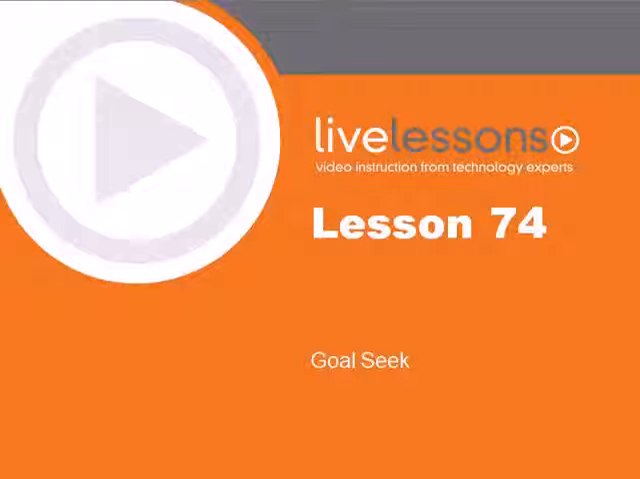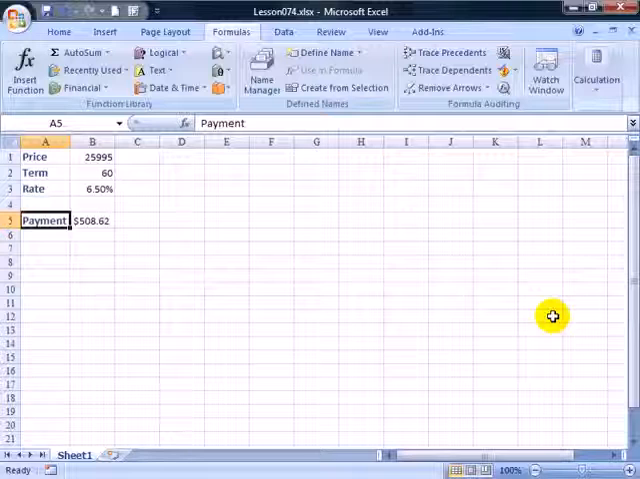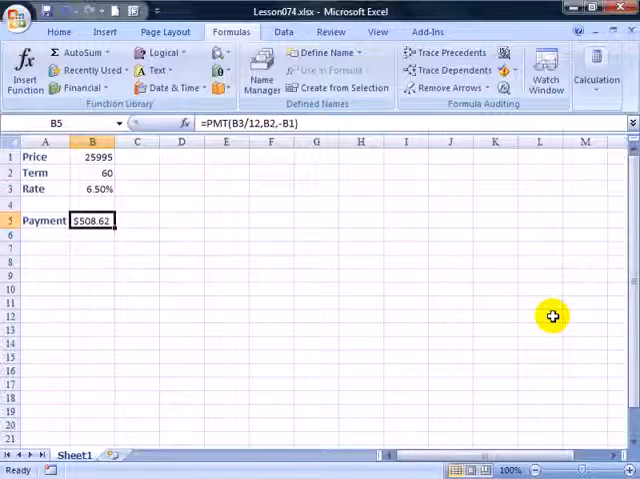Lesson 74, Goal Seek. In this lesson, we'll take a look at a very cool feature that'll allow you to back into an answer very quickly. In the last lesson, we learned how to calculate a car payment, and so we have the payment function here, and I don't like that payment. It's more than I want to pay.